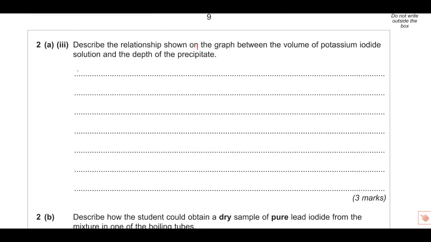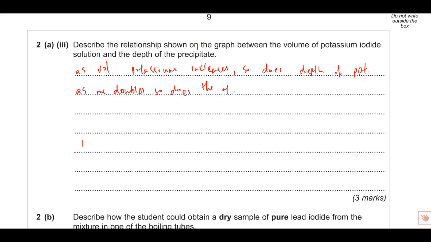As volume of potassium iodide increases, so does depth of PPT, that's precipitate. As one doubles, so does the other. Or you could say it's a linear relationship.